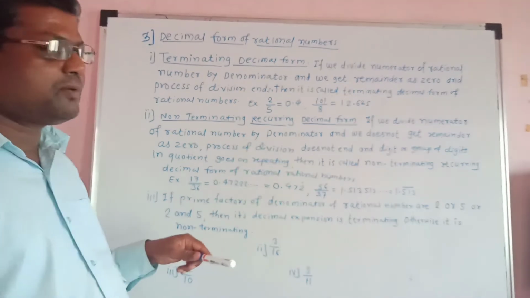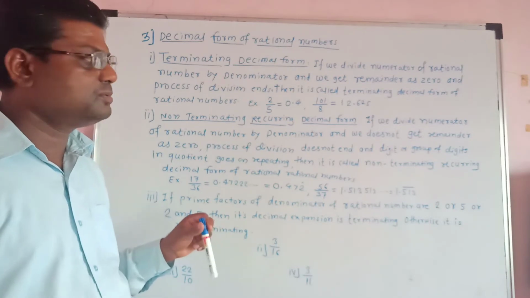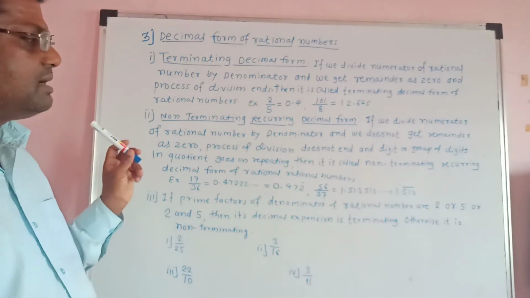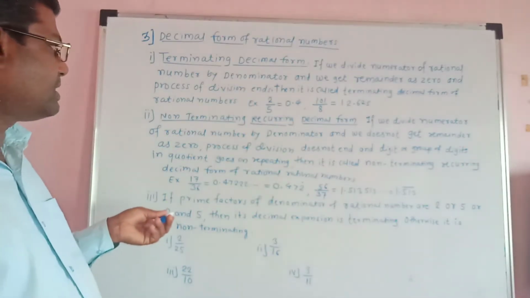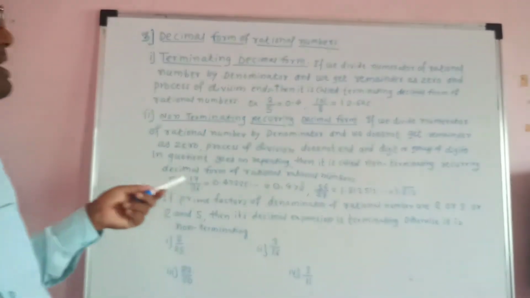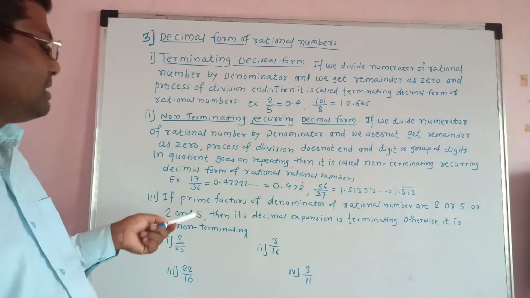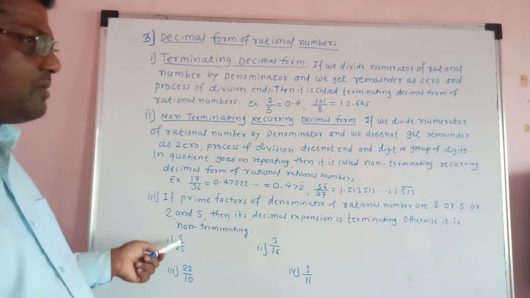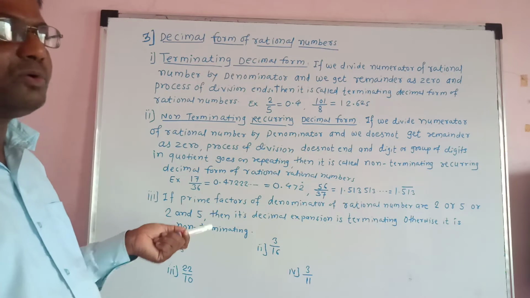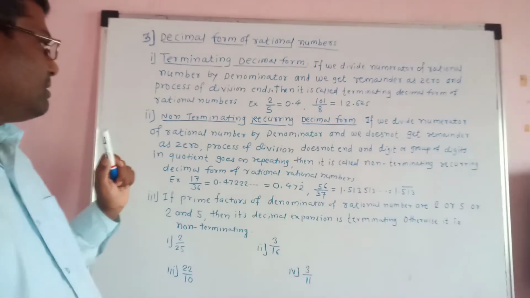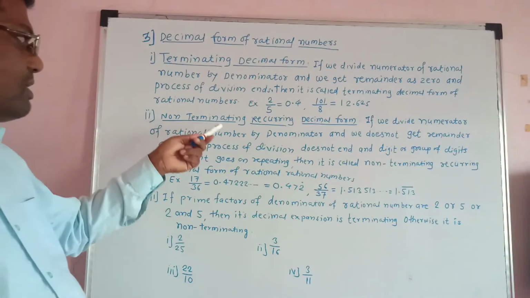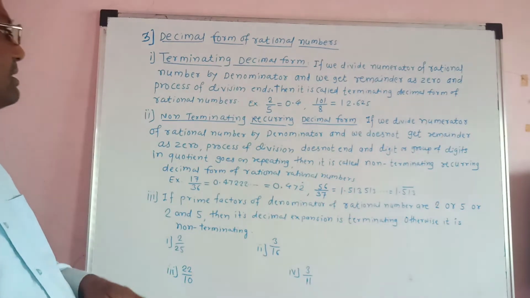If the prime factors of the denominator of a rational number are 2 or 5 or 2 and 5 both, then the decimal expansion is terminating, otherwise it is non-terminating. So the decimal form of any rational number is terminating or non-terminating, and this can be identified by its denominator. If the prime factors of the denominator are 2 only, or 5 only, or 2 and 5 both, then its decimal form is terminating, otherwise it is non-terminating.